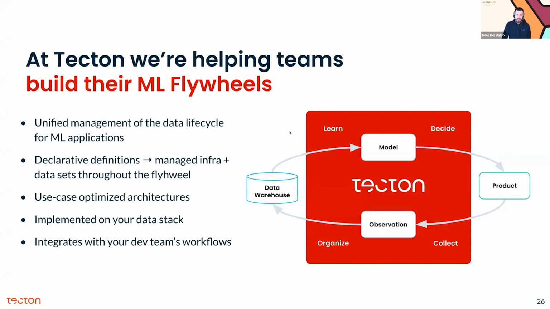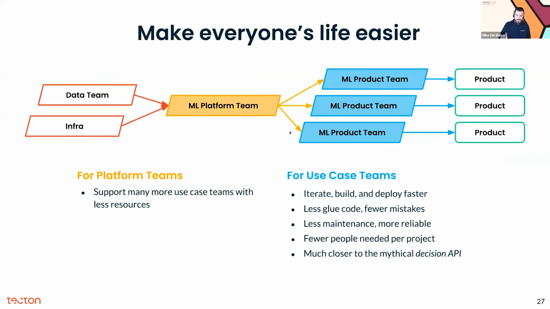But overall, you should be thinking about how to optimize the flywheel for your use case. And why is this important? Well, for platform teams, what does this get you? This makes it much easier for you to support more use case teams, more ML product teams, with fewer resources. And that's what all ML platform teams are trying to do. They're just trying to keep up with demand and support their customers.